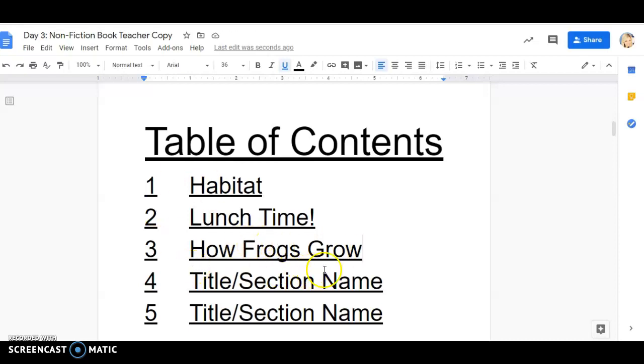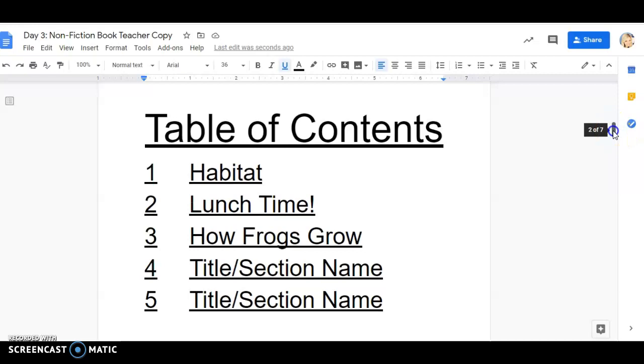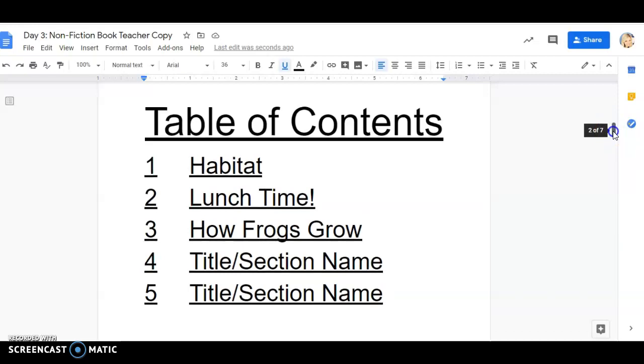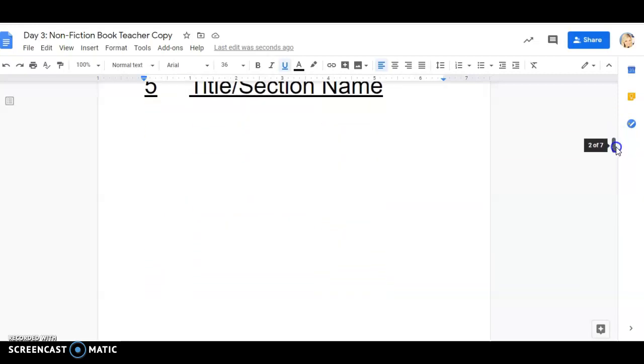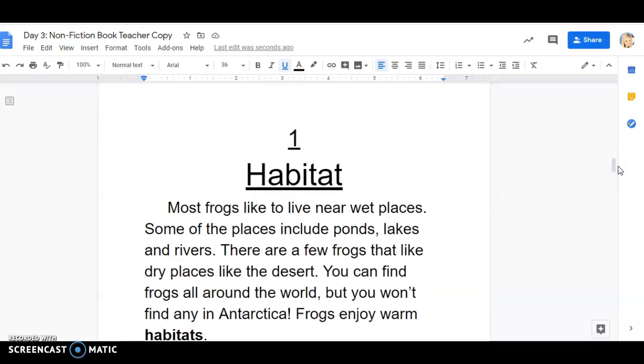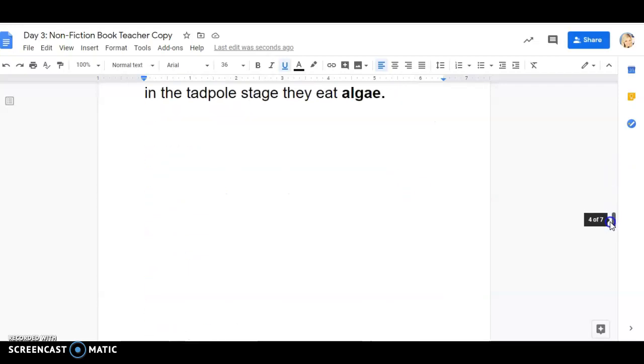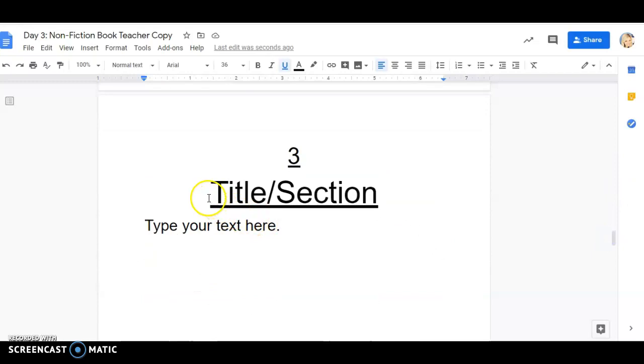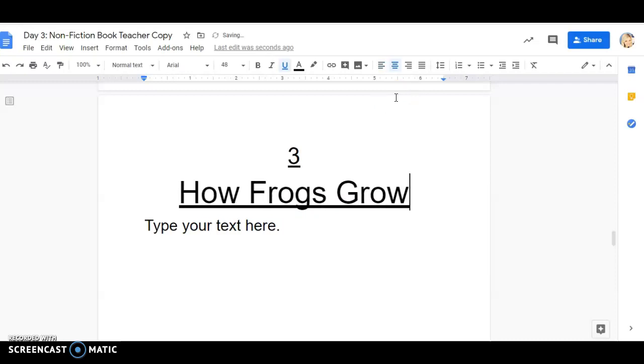As I'm talking about how frogs grow, I'm not going to talk about what they eat today or what they look like. Or actually, I might talk about some of what they look like. But I'm not going to talk about habitat. I'm going to talk about how they are growing. So I did that with section 3. Now I'm going to title it the same thing as I put into my table of contents, how frogs grow. Because if I'm reading this and I looked at my table of contents and I turned to that chapter and they weren't matching up, I would be confused.